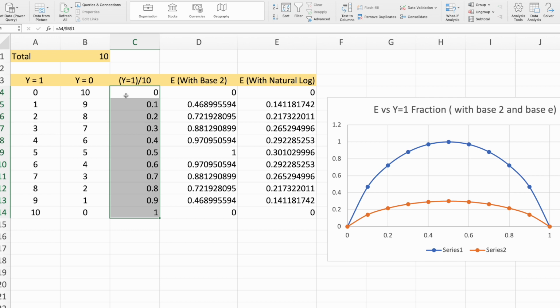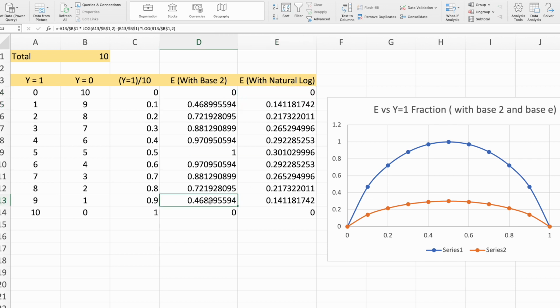How is P1 calculated? This is nothing but this divided by 10. This is my P1, the probability of getting the positive class. Now, I have done the calculation with base 2. With natural log also, I have done the calculation.